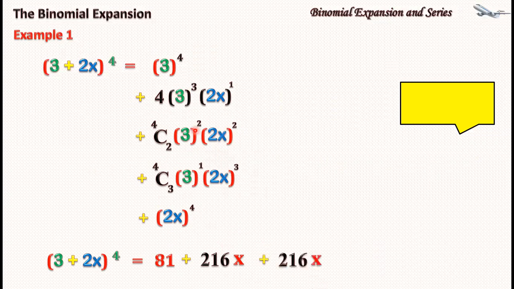And the next term is, this one is going to be 4. 4 combination 3 is 4. So 4 times 3, which is 12, times 8. So 12 times 8 should give us 96. That's in this case now x cubed. And the last one is 16x to the power 4. So this is the binomial expansion of 3 plus 2x to the power 4.